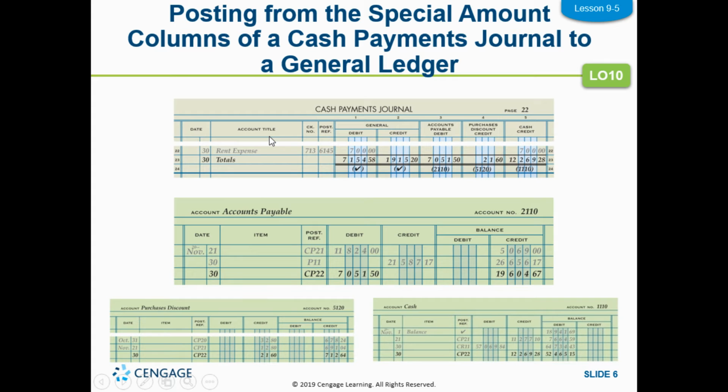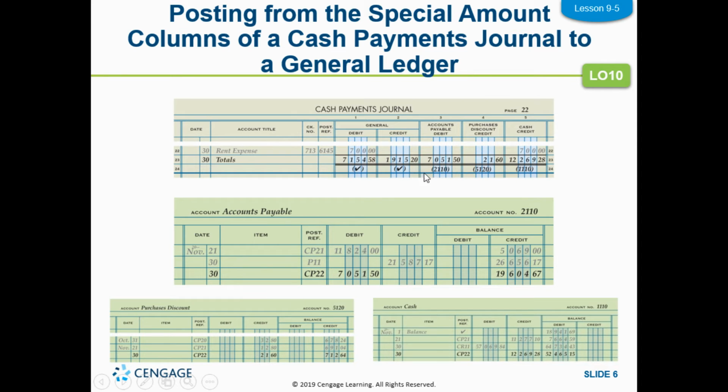We learned how to total the columns. Maybe they had an error in there. We'd find the error later, wouldn't we? The debits equal the credits. Okay, posting from the special amount columns of a cash payments journal to a general ledger. Okay, so we've totaled our columns here, and we're going to put a check mark for general debit because we've already posted all those amounts individually to various general ledger accounts. Same with the general credit column, just like we did in the general journal a couple chapters back.